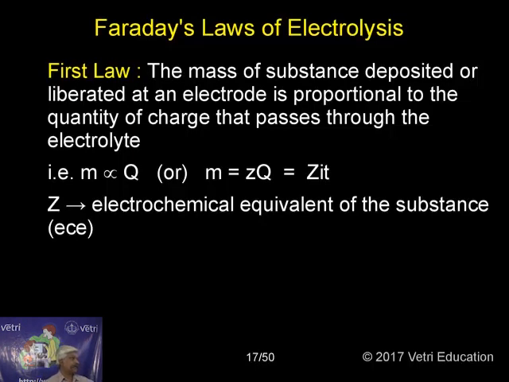Here there are three parameters, M, I and T. Any one may be given, and you may be asked for another. That is a possibility. So the first law: M is proportional to Q. You have to keep this in mind. Q, we know, is I into T. Therefore, Q is proportional to I into T. The proportionality can be removed by a constant Z, the constant known as the electrochemical equivalent.